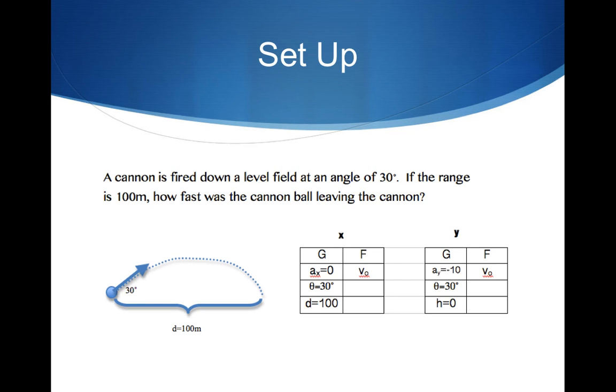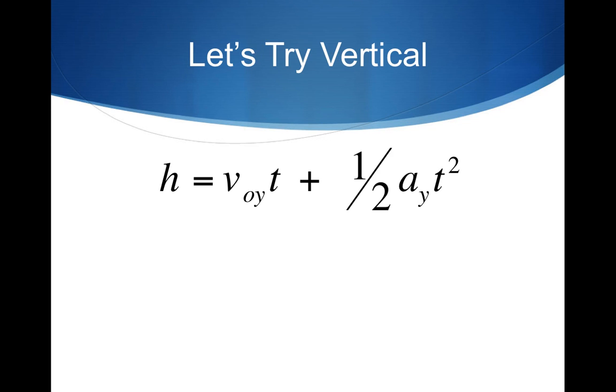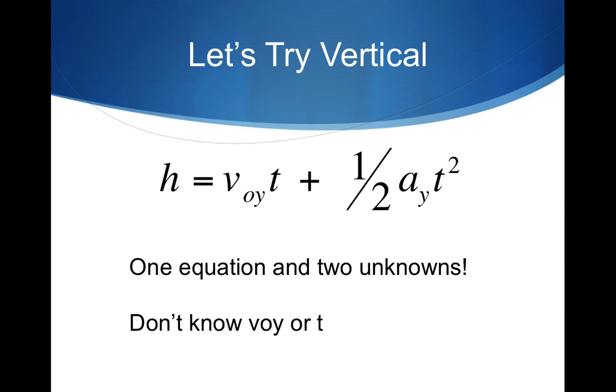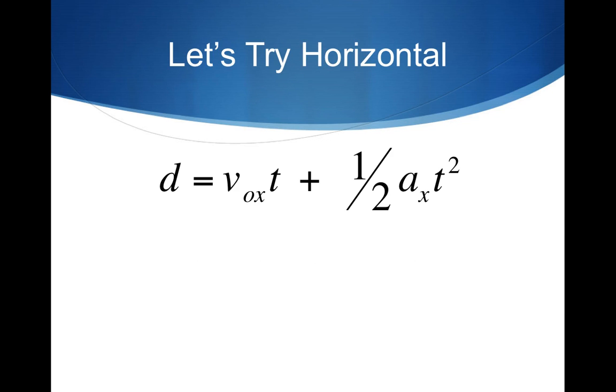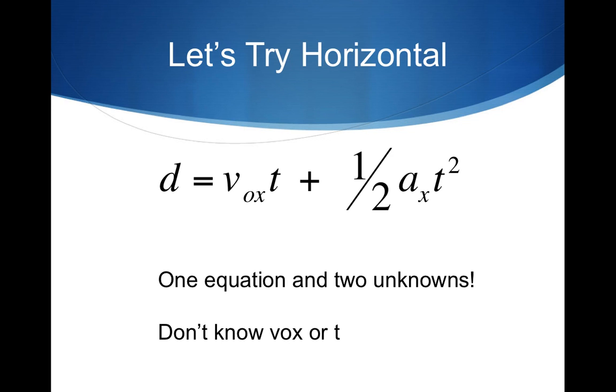Okay, so typically we start with the horizontal, with the vertical, so let's try that. This is our formula, h equals v0y t plus 1/2 a_y t squared, but we have a problem. We have one equation and two unknowns. We don't know v0y and we don't know t. So let's try the horizontal. Maybe that'll do us better. Here again, we have one equation and two unknowns because we don't know v0x or t.